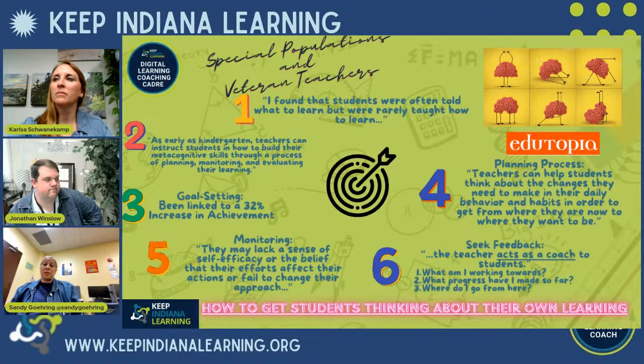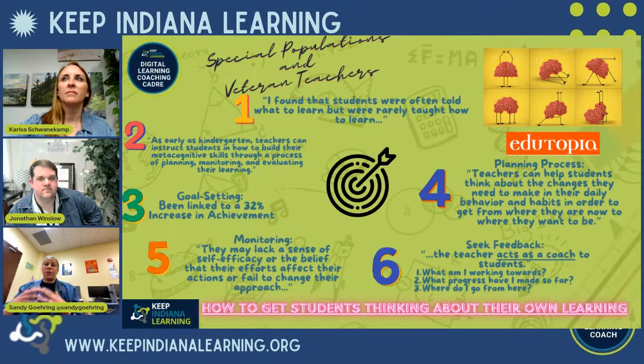I really thought this was interesting, that goal setting has been linked to a 32% increase in achievement. If we get our kiddos setting goals, think about what that might look like. And remembering, again, that it's a progression toward mastery. That doesn't mean that they're going to be mastering it quickly.